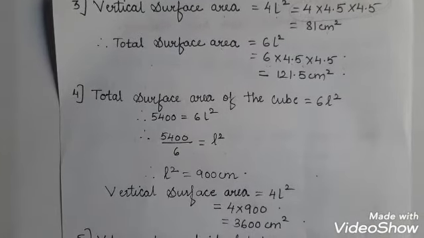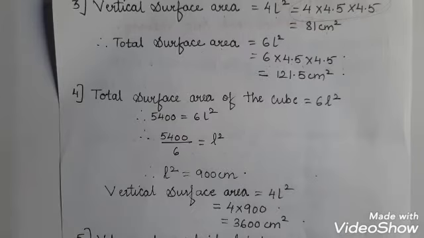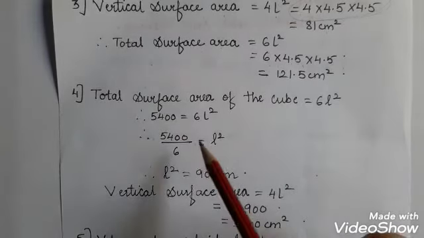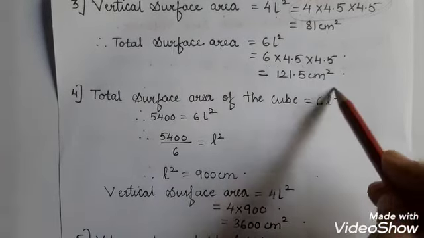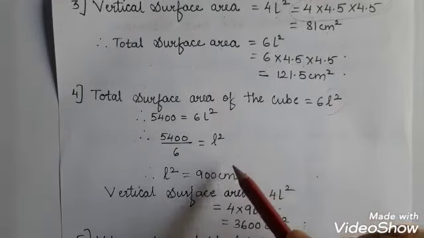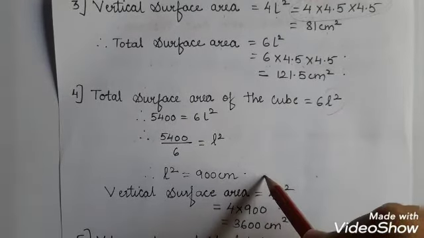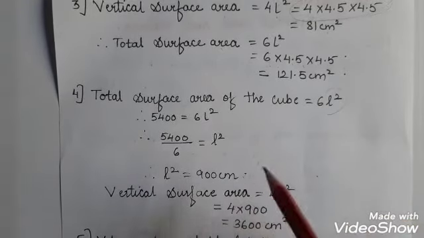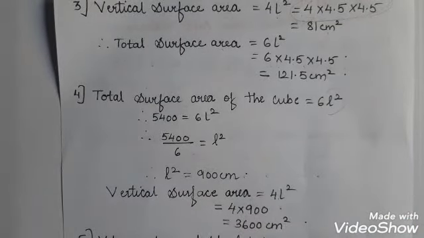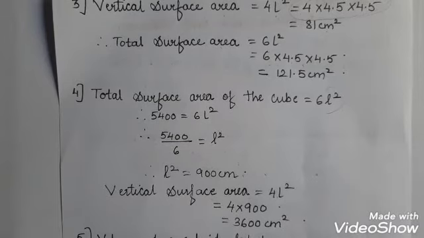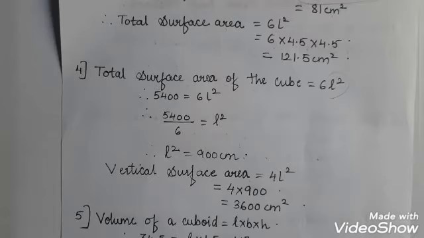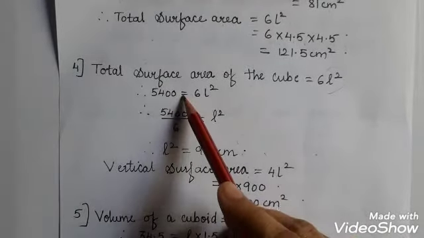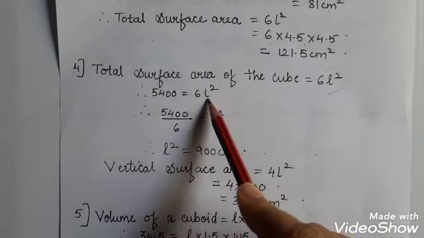So total surface area is given, and along with that we have to find the vertical surface area. So first we will use the formula of total surface area of a cube, okay, and find the value of L because L is not known. Okay, we have to find the value of L. Once we know L, then we can find the vertical surface area of a cube. Clear? So now first we use the formula, that is 6L square. So therefore 5400 is equal to 6L square.